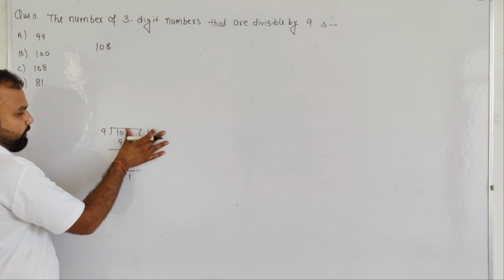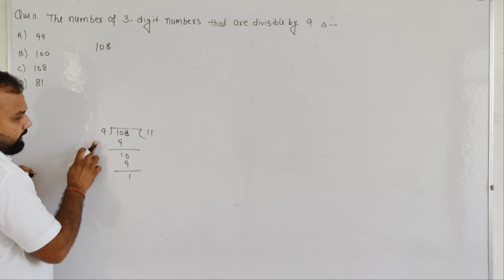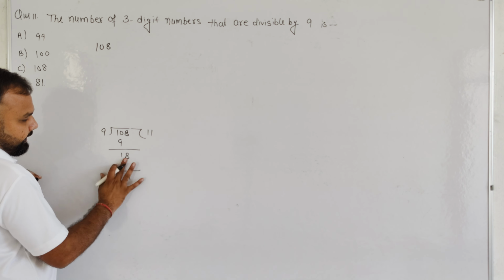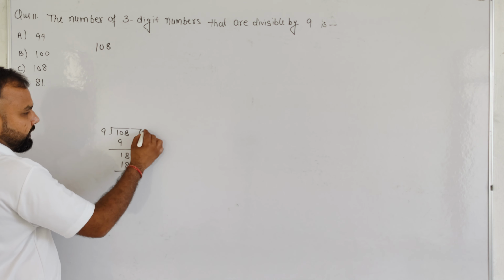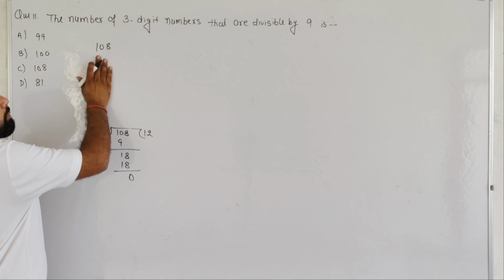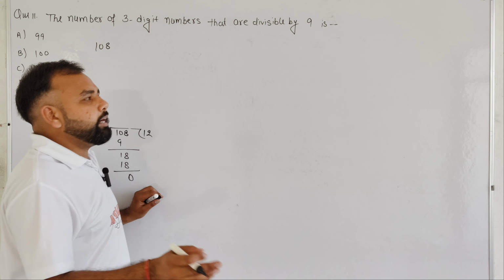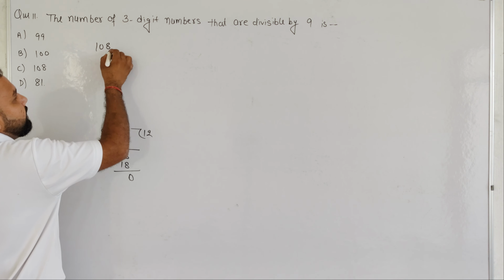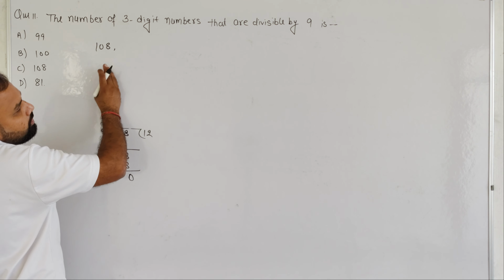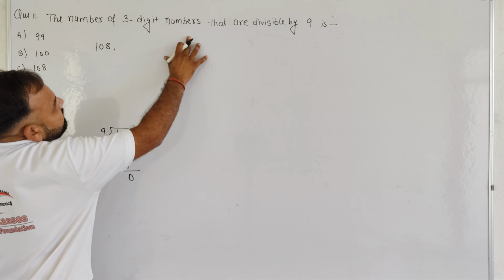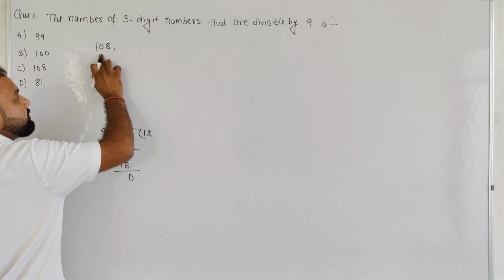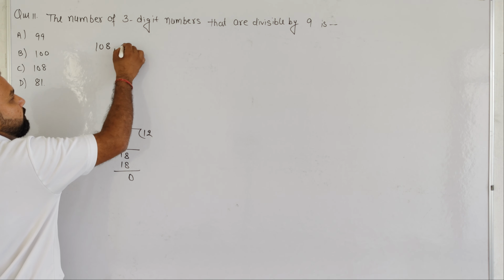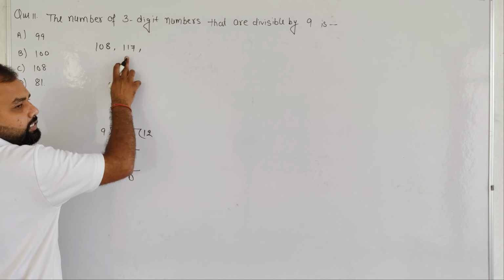You can divide and check: 9 times 12 is 108, so the remainder 10 is replaced by 8, giving 108. So this is the first number which is a 3-digit number and divisible by 9. And we know very well that if we want to select the next 3-digit number divisible by 9, we add 9 to this term and we get the second number. So 9 plus 8 is 17, so 117 is the second number.